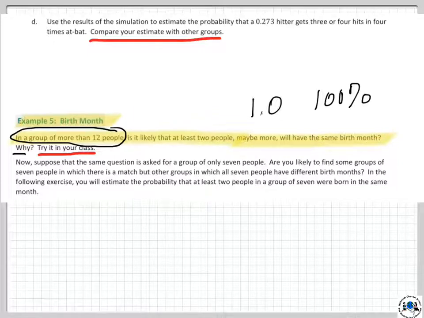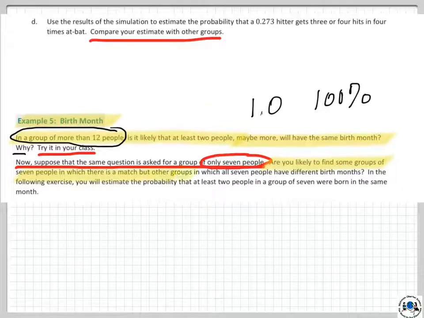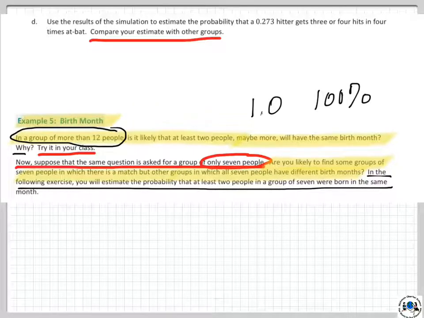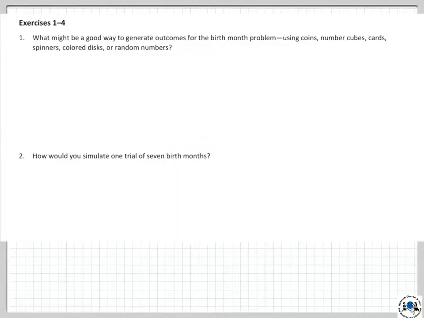Now, suppose that same question is asked for a group of only 7 people. Changed it a little bit here. Are you likely to find some groups of 7 people in which there is a match, but other groups in which all 7 people have different birth months? So in the following exercise, you will estimate the probability that at least 2 people in a group of 7 were born in the same month. Are you ready for this? All right, here we go.